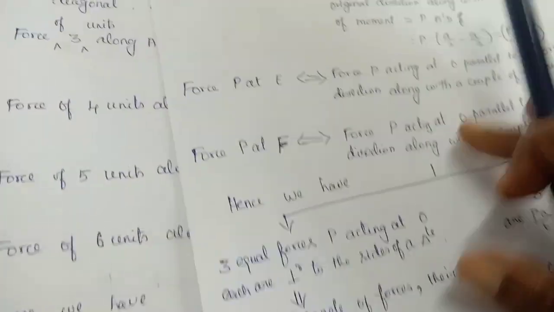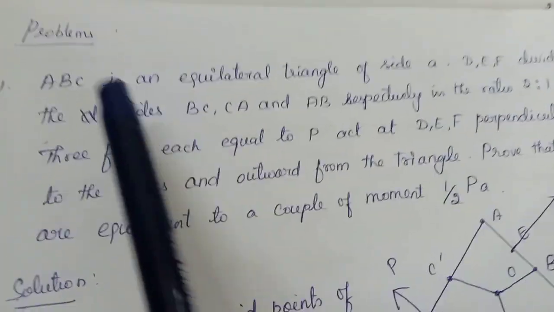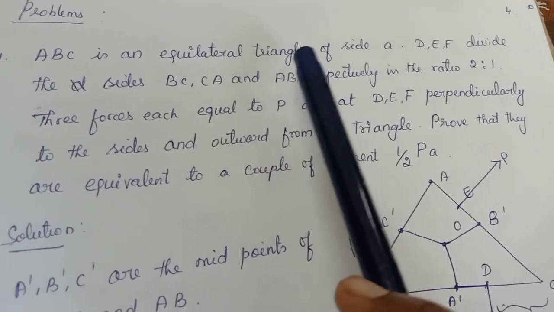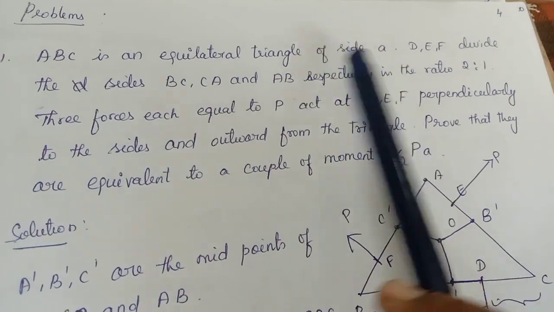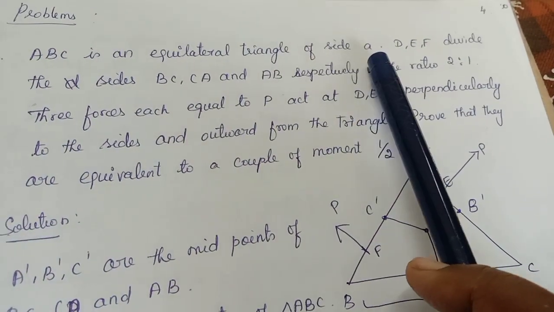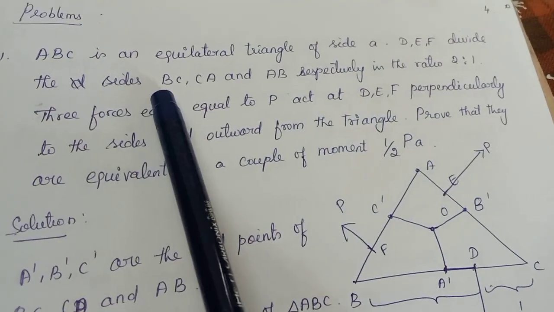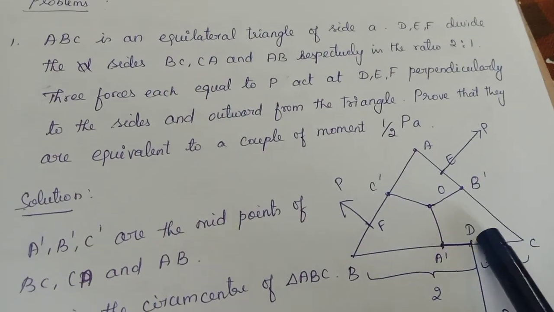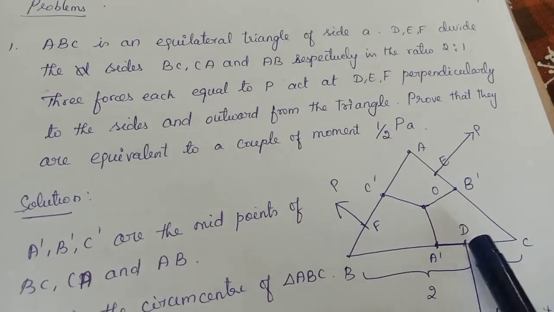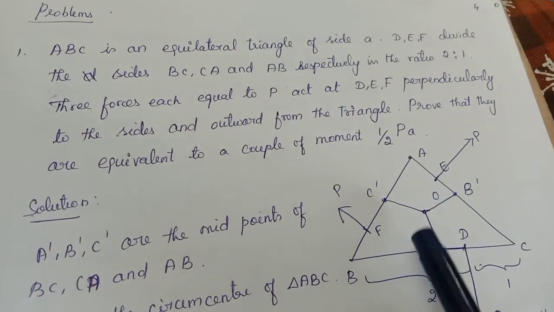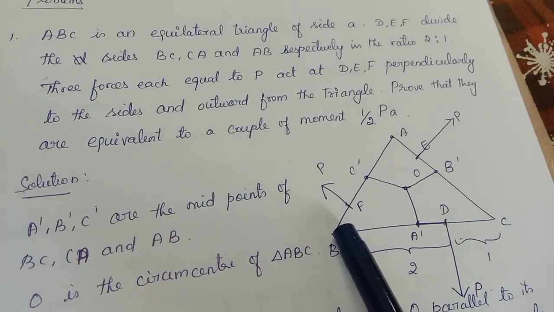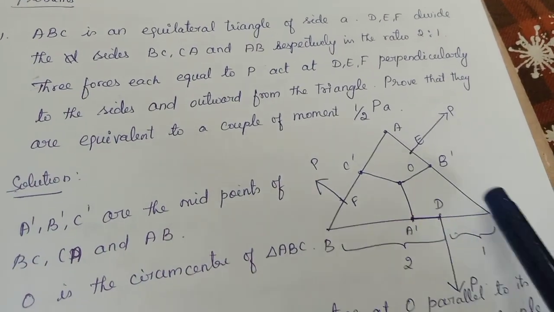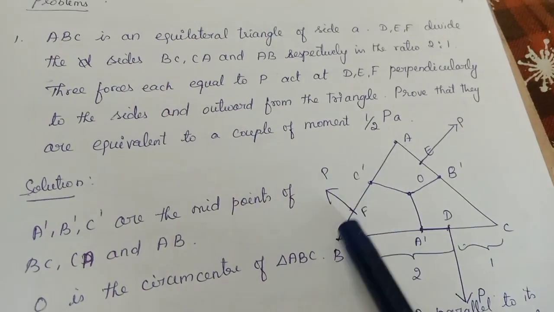Next, we have problems. The first one: ABC is an equilateral triangle of side a. Each side is of length a. D, E, F divide the sides BC, CA, AB in the ratio 2:1. So we have three points. ABC is a triangle, and D, E, F are points which divide the sides in the ratio 2:1. Here also 2:1.